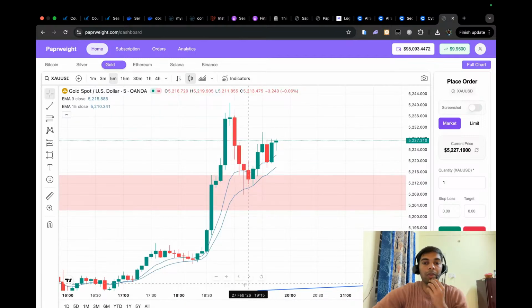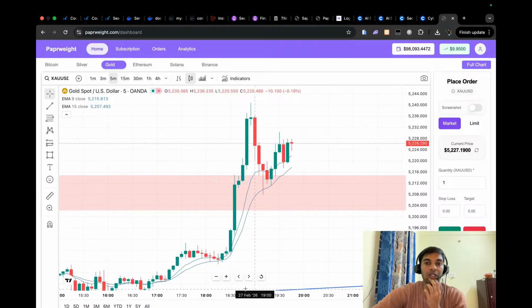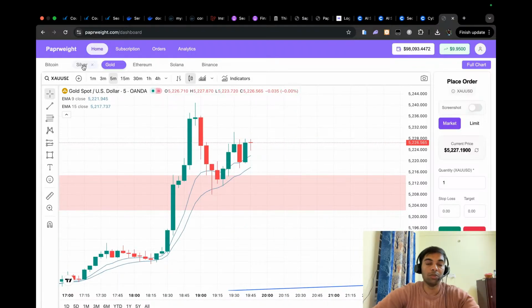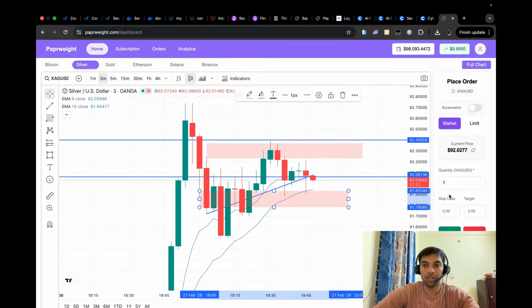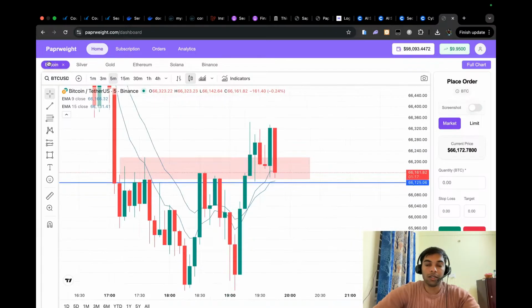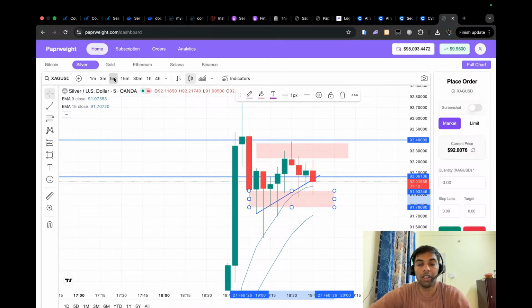Gold can make a move in the up direction. There is a high chance because this is already a breakout, and gold has the momentum to move in the up direction. So let's wait for some time. Let's wait for 2 more minutes. Sorry, 1 more minute. How is this candle going to close?